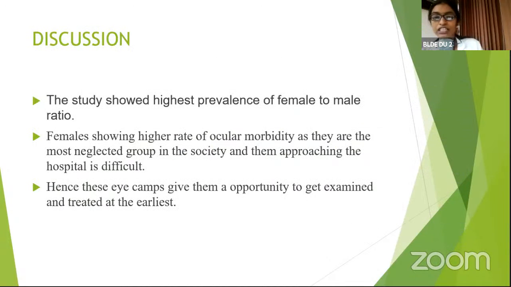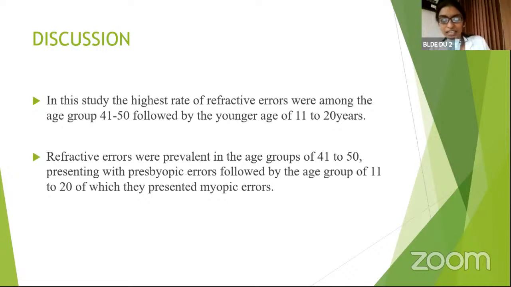Coming to the discussion, the study shows a higher female to male ratio. The females showed a higher rate of ocular morbidity as they are the most neglected group in society, and approaching the hospital is difficult for them. Hence, these camps give them an opportunity to get examined and treated at the earliest. In the study, the highest rate of refractive errors was among the 41 to 50 group, followed by the younger age group.